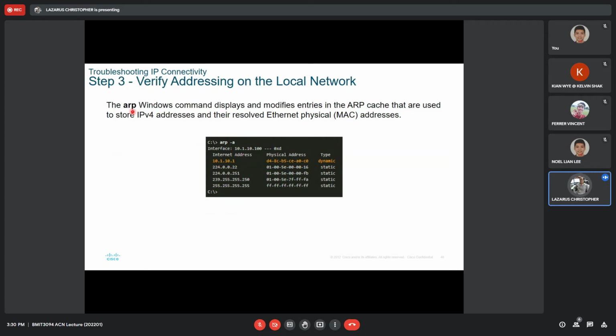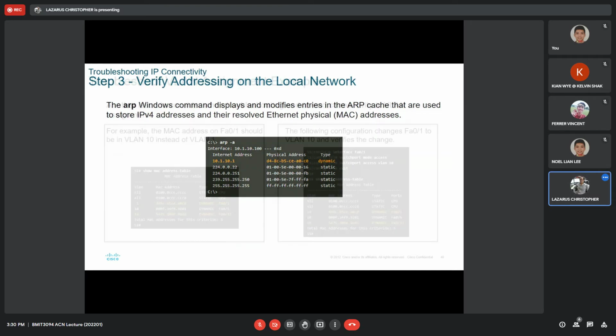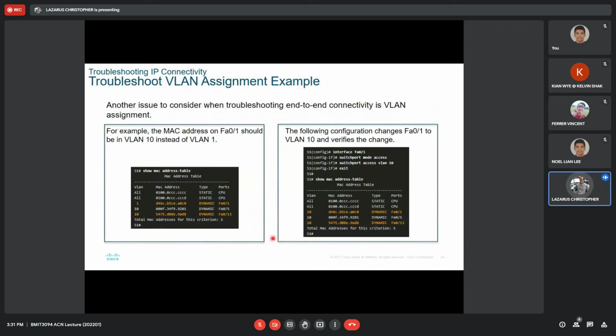For the ARP table, you just type arp -a. It will show you the mapping between IP address and MAC address. Then you check VLAN. If you configured VLAN in your local area network, then check your VLAN configuration.